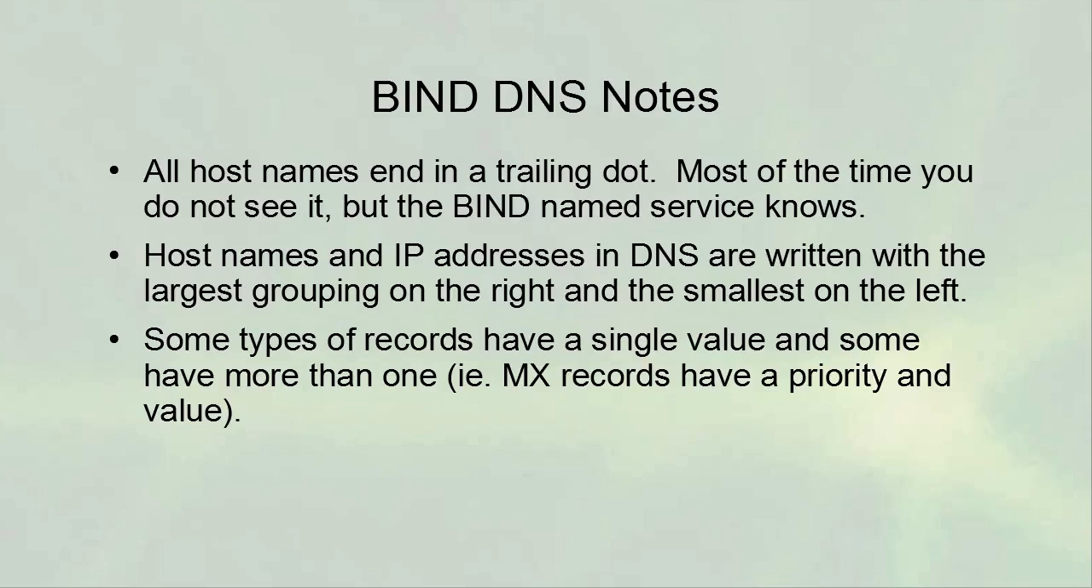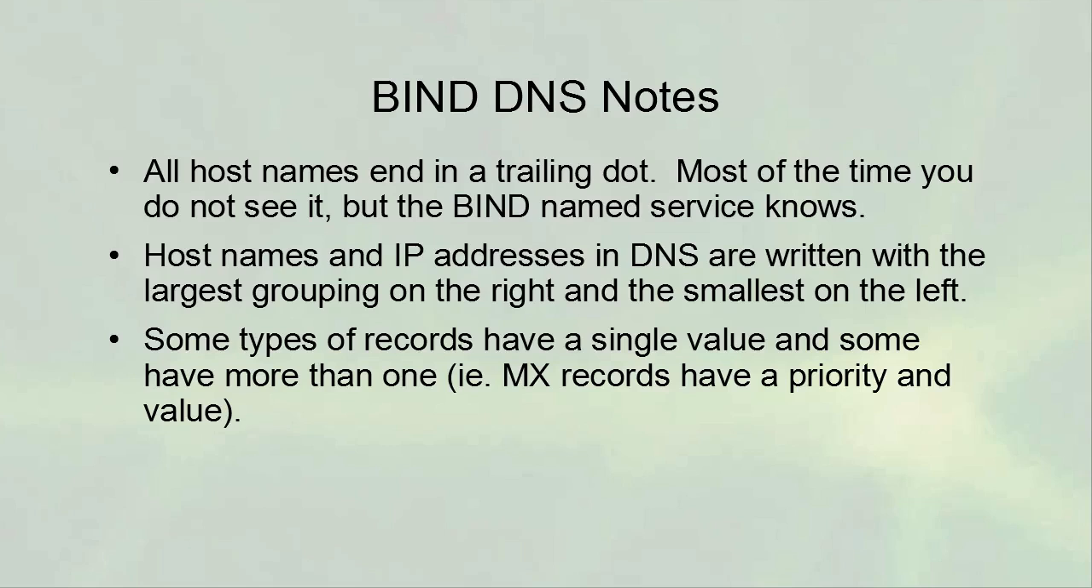So on Linux, we tend to use the BIND DNS server. Usually you'll hear about it being BIND, Bind, or Named. Anyway, there are a couple of things to think about. All host names end in a trailing dot. Normally when you see a host name, you don't put a trailing dot on it, but the DNS server knows it has a trailing dot and it puts it there. So you need to be aware of that, because Bind treats it like it should be there.